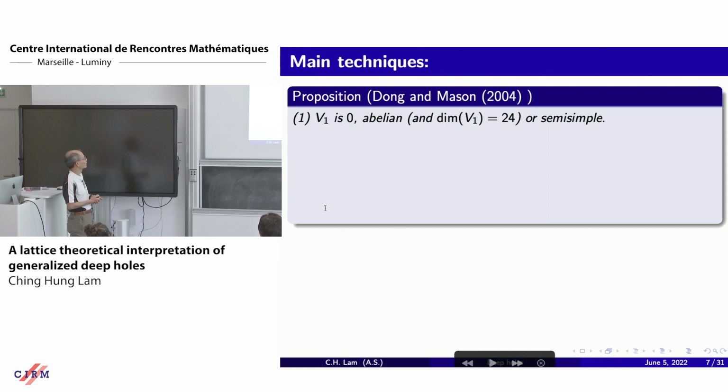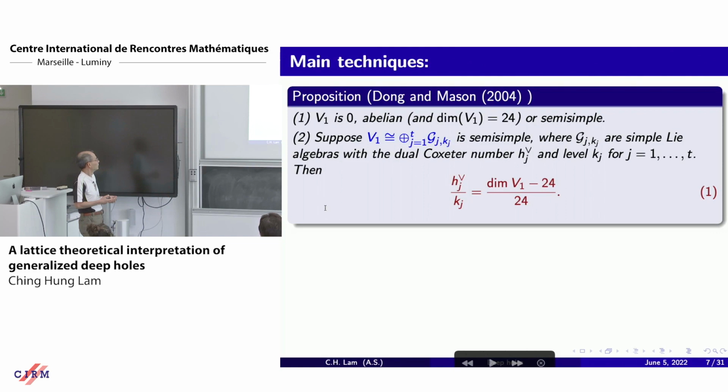I will mention some main techniques that were used. The first and most important result is from Dong and Mason, in their paper in 2004, ten years after Schellekens. They proved that V1 must be zero, abelian, or semisimple. If it is semisimple, then you have a formula which relates the level and the dual Coxeter number of the Lie algebra structure, which is related to the dimension of V1. So in particular, this ratio does not depend on the simple component j. All of them will have the same ratio.